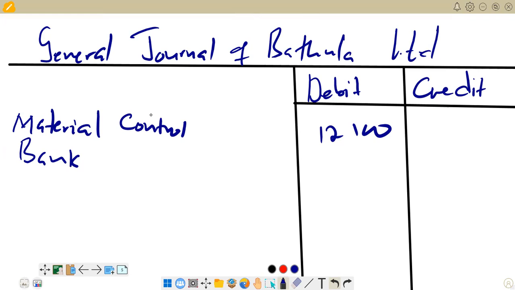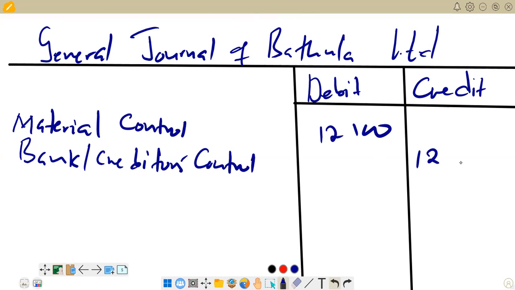So this would depend on whether we have bought this material using cash, or we are buying on credit. The question did not specify whether we are buying on cash or on credit. Remember, when we are buying on credit, we are supposed to open the creditors account. So it means we also have creditors control. So if you are buying using bank, we open the bank account. But if you are buying on credit, we have to open the creditors control account. So it's bank or creditors control. So we've got 12,100.